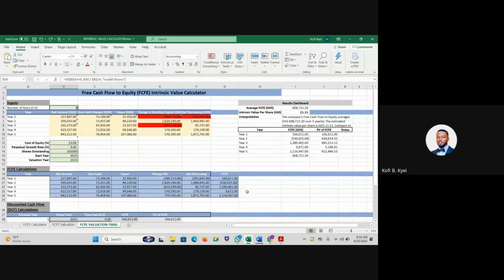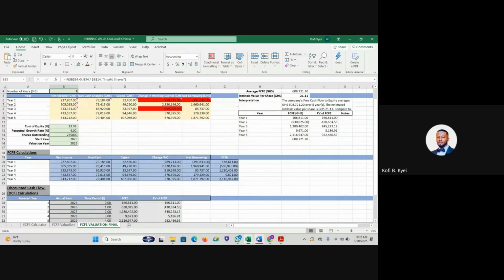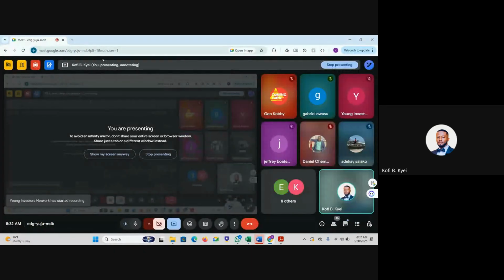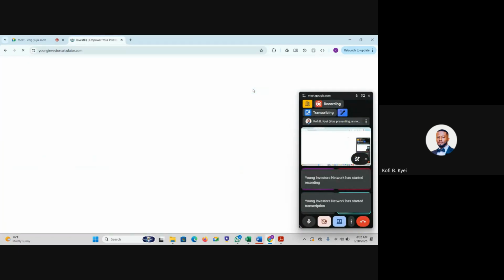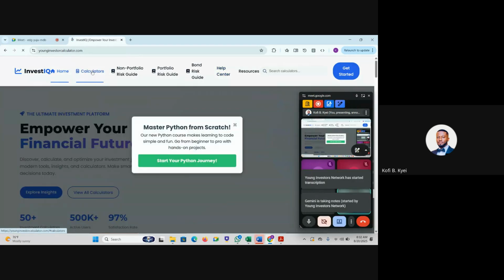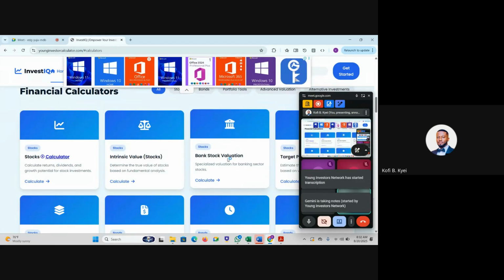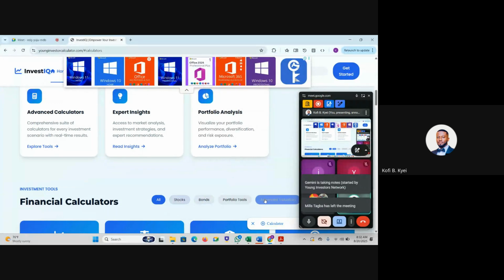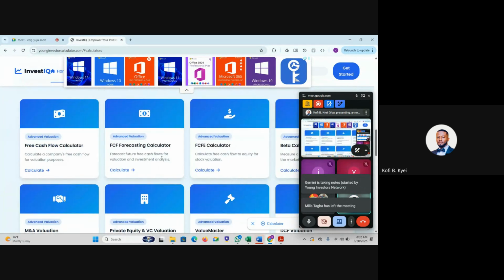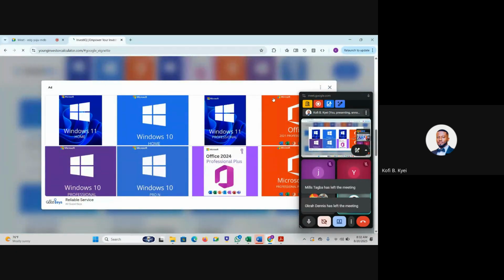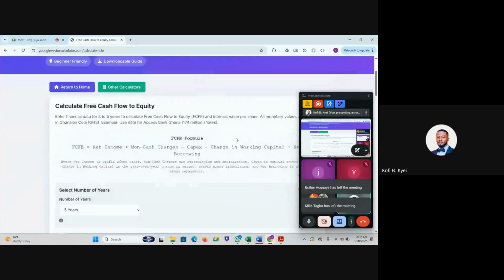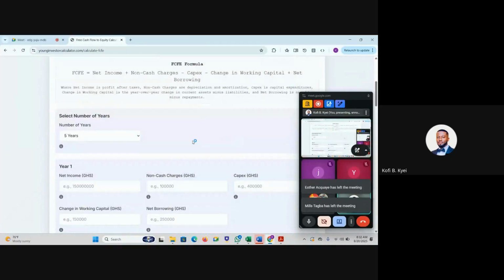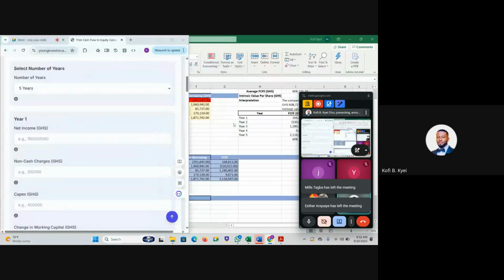So this is the Excel for it. Let me try with the Young Investor calculator and see how it will come out. Intrinsic value, advanced FCFE calculator. Let me see. I haven't tried it on it yet. Let's see how it works.